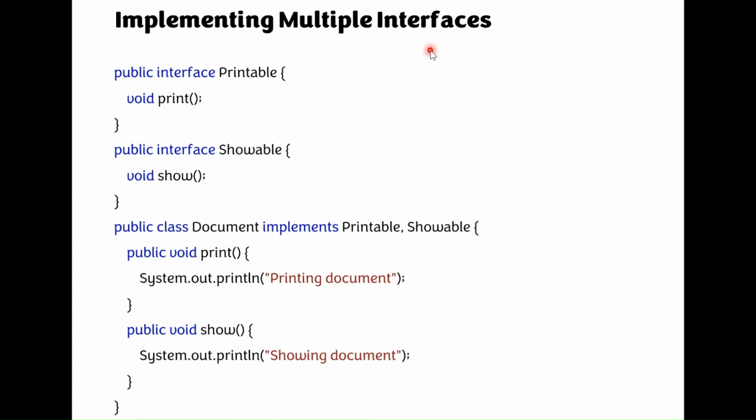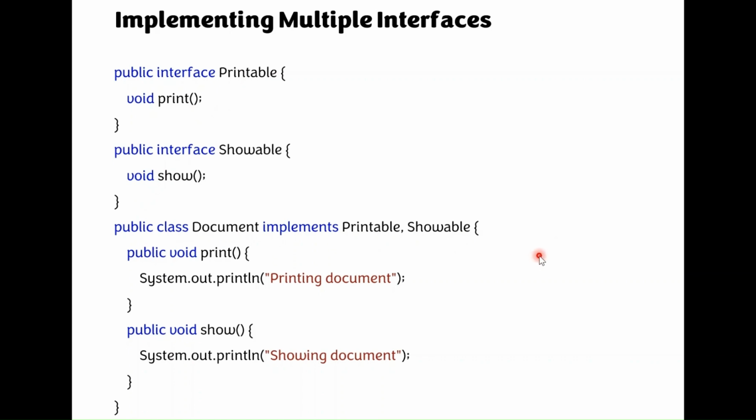Implementing multiple interfaces, which can also be called implementing multiple inheritance using interface. One interface is named Printable, which has one abstract method, print. Another interface, Showable, consists of one abstract method, show. These are two independent interfaces. Public class Document implements Printable and Showable. The class can implement more than one interface.